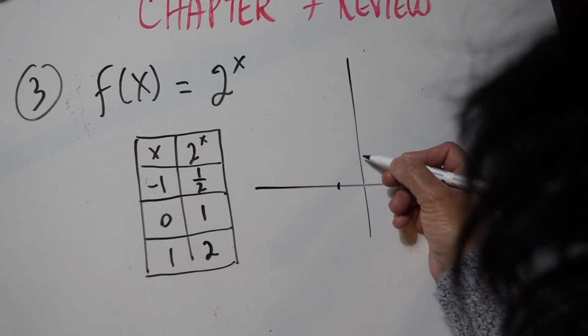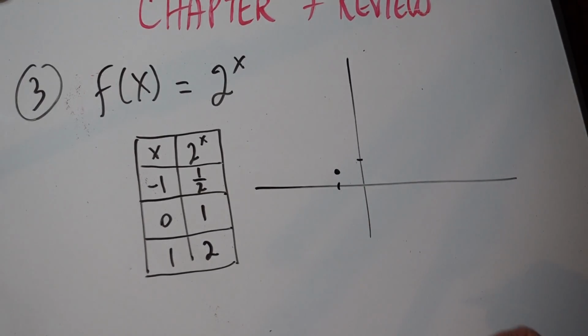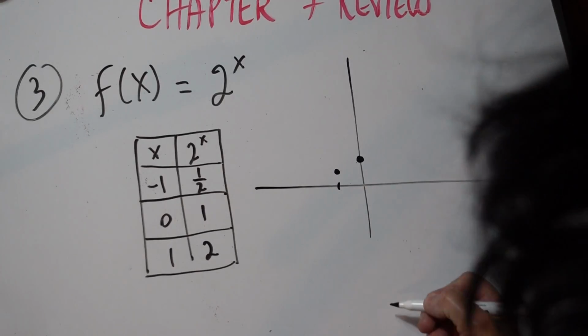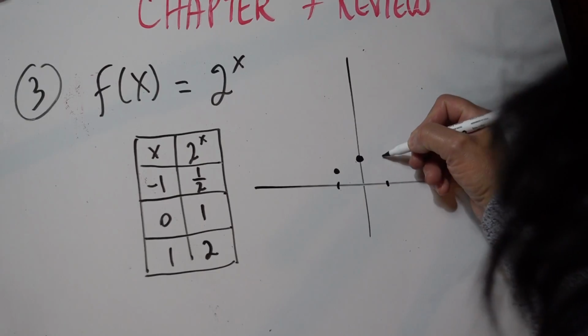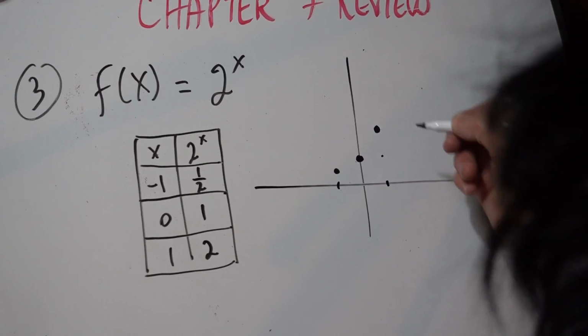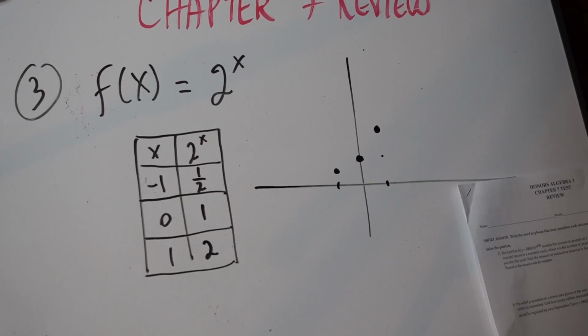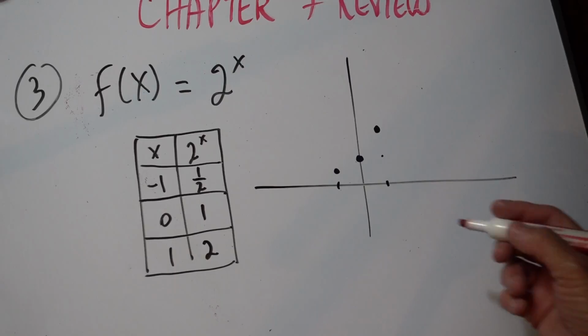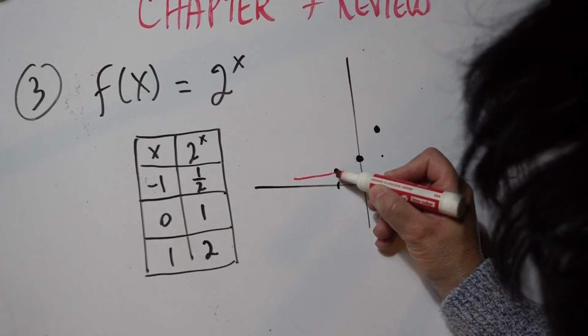-1, 1/2 is right there. 0, 1. And 1, 2. So these 3 points are going to, we already know the form of this equation. We know the x-axis is a horizontal asymptote. So it's going to be like this. Let's start drawing.